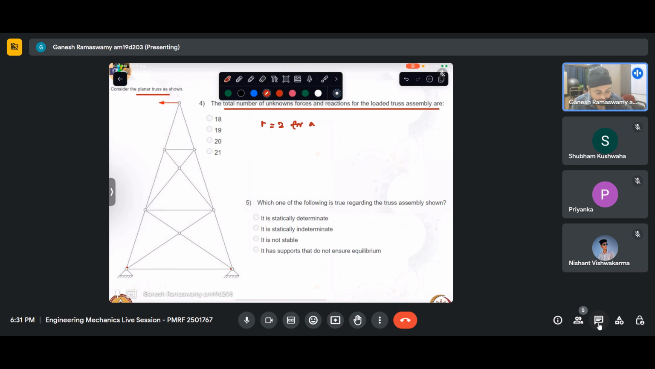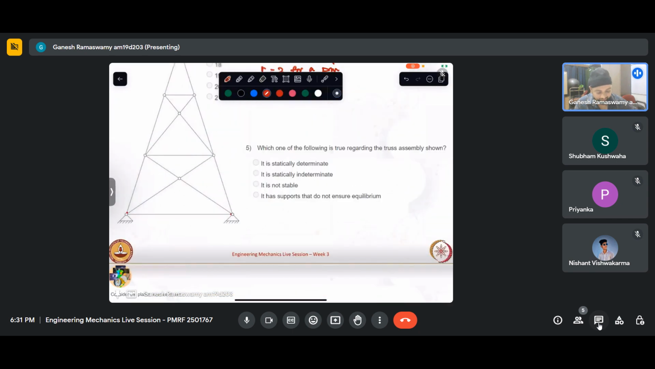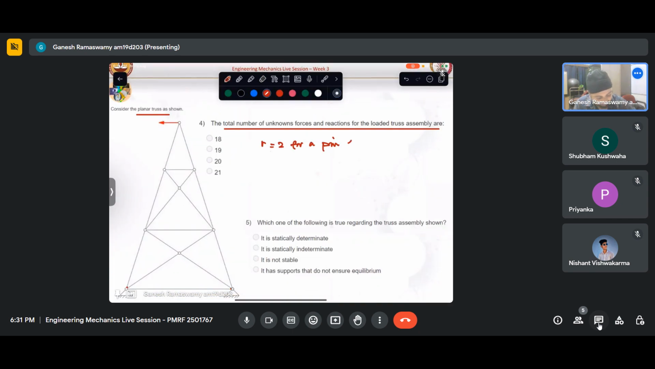for a pin, because essentially it arrests translation in both directions. So we are able to see here that both the ends are pinned. It is not that it is having a roller here. It is not so. It is also having a pin at that point. So essentially our total number of reactions is two into two pins. So R is 4. Let me call this R. So R is 4 here.